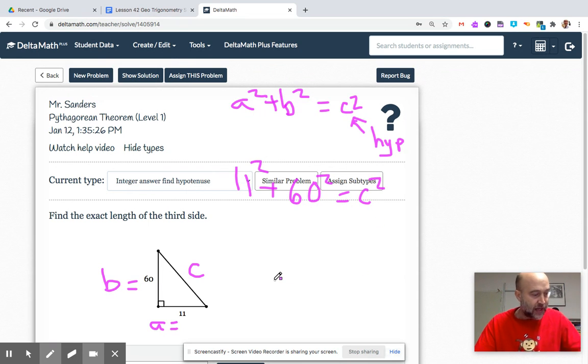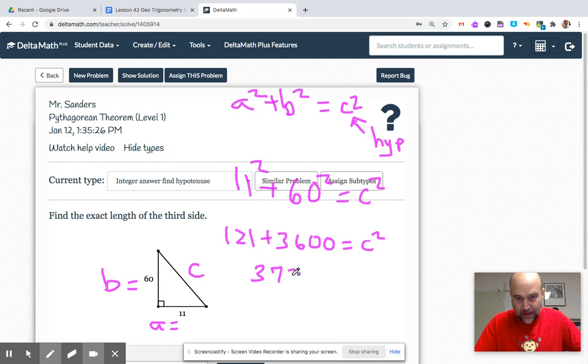Okay, calculator, 11 squared. I should have known that, 121. 60 squared, let's go ahead and practice this. 3, 6, and 2 zeros, equals c squared. So 3721 is equal to c squared.